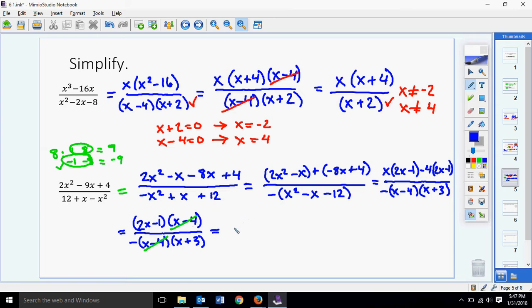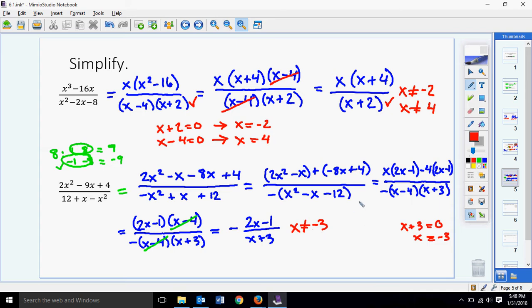Nothing else cancels, so I have a negative, remember, from the bottom, 2x minus 1 in the numerator, and x plus 3 in the denominator. This is as far as I can go. I've simplified it, but I need to list my restrictions. If I set this denominator equal to 0, I'd find out that x equals -3. So the one restriction on our domain is x cannot equal -3.